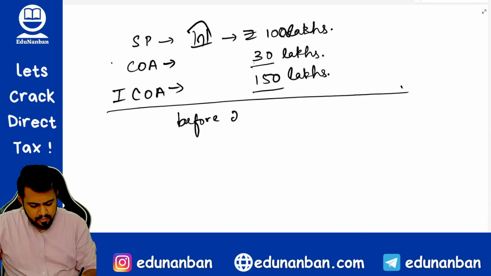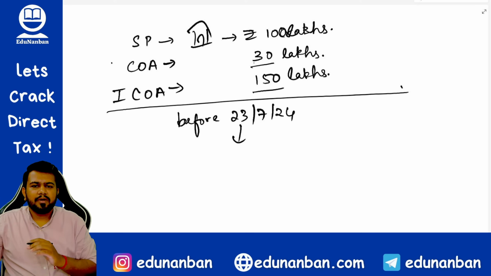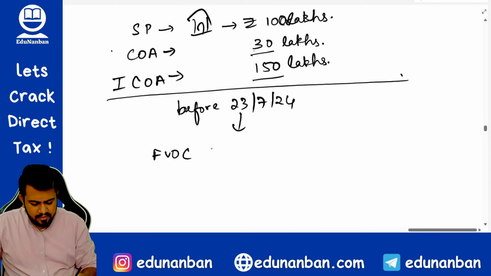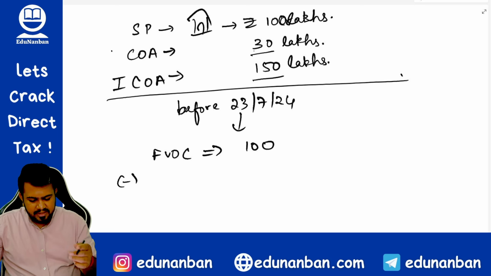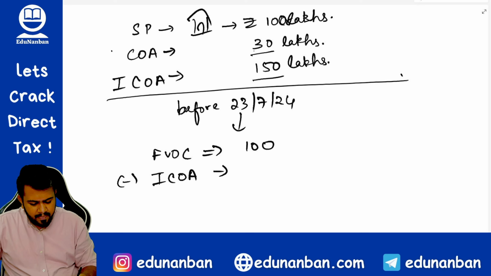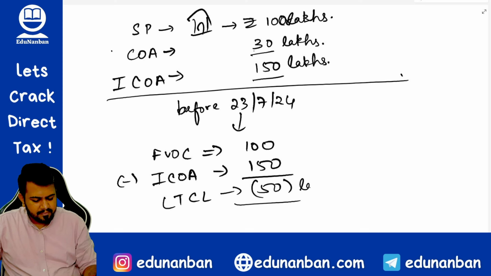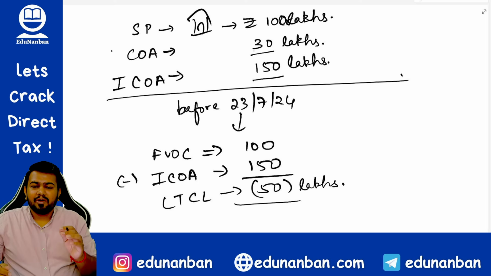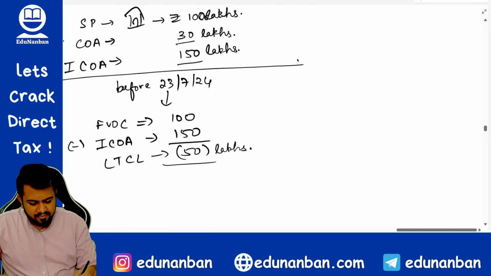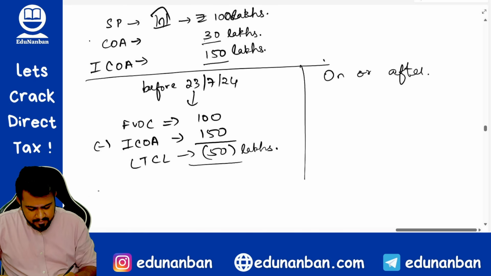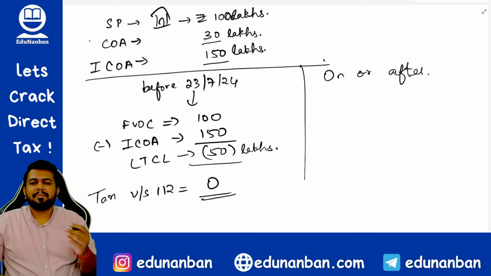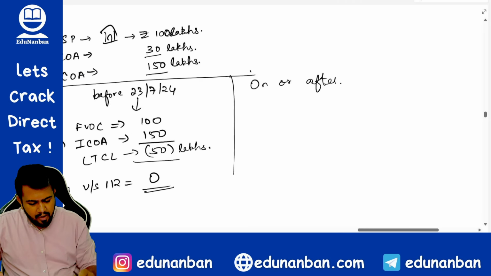Before 23/7/24, what used to happen? Full value of consideration will be taken as 100, correct? Minus transfer expense, you will get net consideration. From that, you will reduce the indexed cost of acquisition, which is 150, and you will get a long-term capital loss of 50 lakhs. But listen very carefully. And what will be the tax? Tax under section 112 will be 0, since there is no capital gain, so there will not be any tax. Correct?